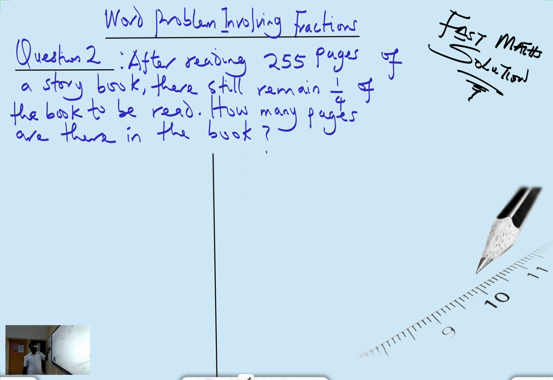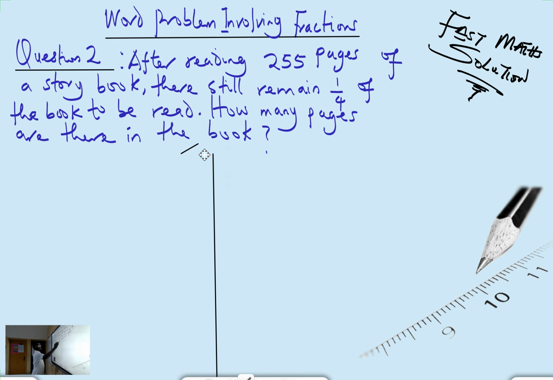Similar way. After reading 255 pages of a storybook, there still remain 1/4 of the book to be read. How many pages are there in the book? Another thing you need to ensure as a math student is that you may need to read the question over and over to understand it before you interpret. So after reading 255 pages of a storybook, there still remain 1/4 of the book to be read.